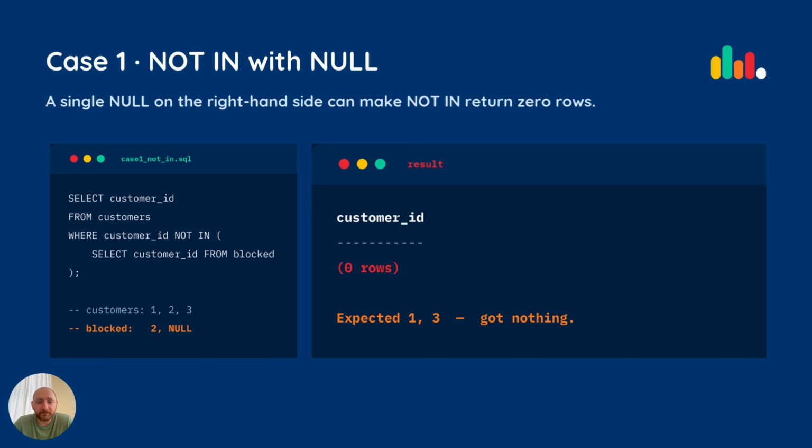But actually, we get 0 rows. Not 1 and 3, but nothing. And the problem isn't customer 2, of course. It's that null sitting quietly in the list.